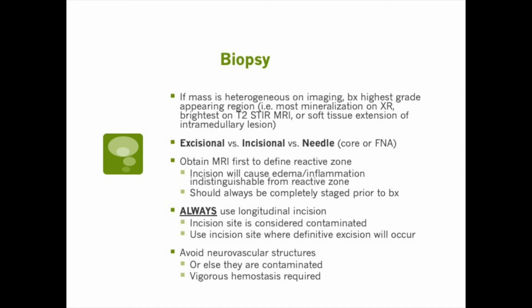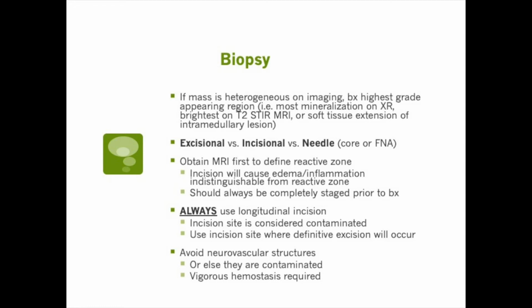So what do you want to biopsy? Well, heterogeneous masses that are concerning, things greater than 5 centimeters that aren't obvious lipomas on advanced imaging. And the area you want to go after is the highest appearing grade of that lesion, which is going to be the brightest spot on the T2 STIR MRI or the soft tissue extension of an intramedullary lesion.